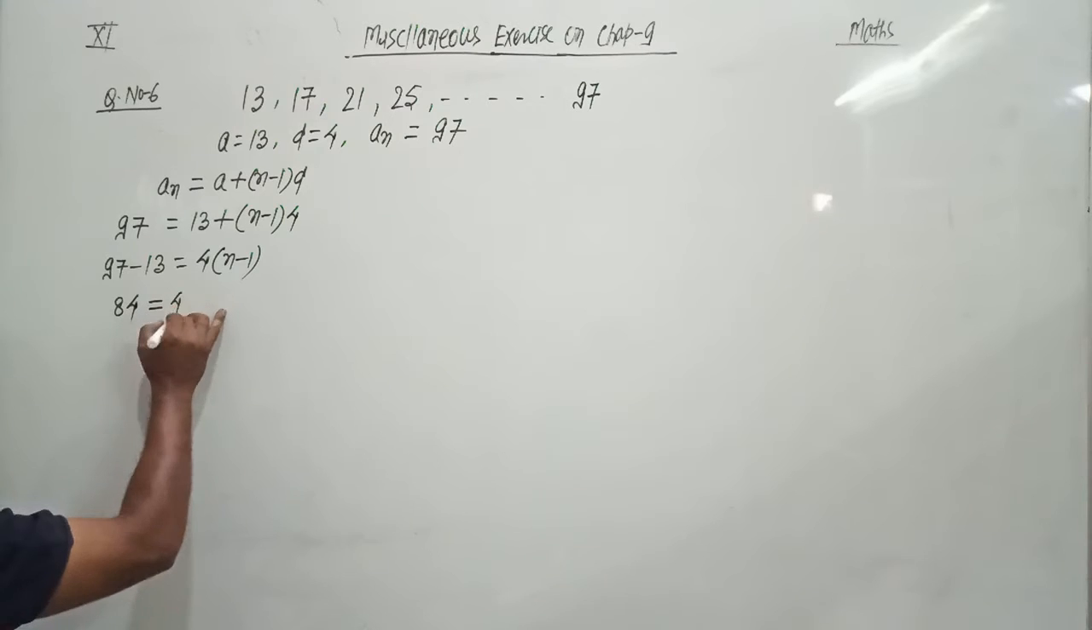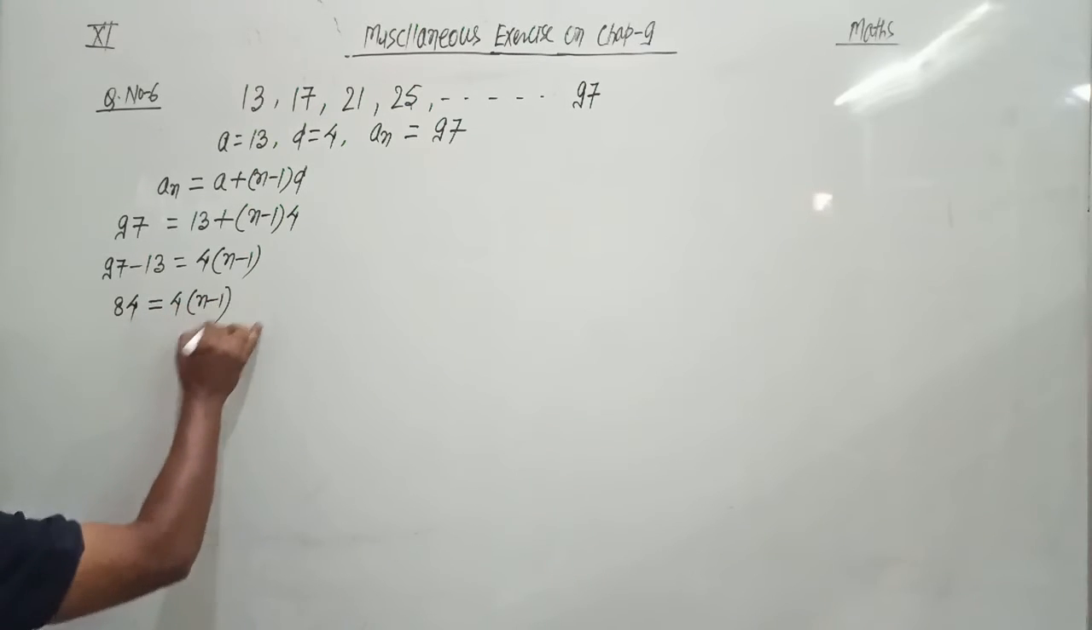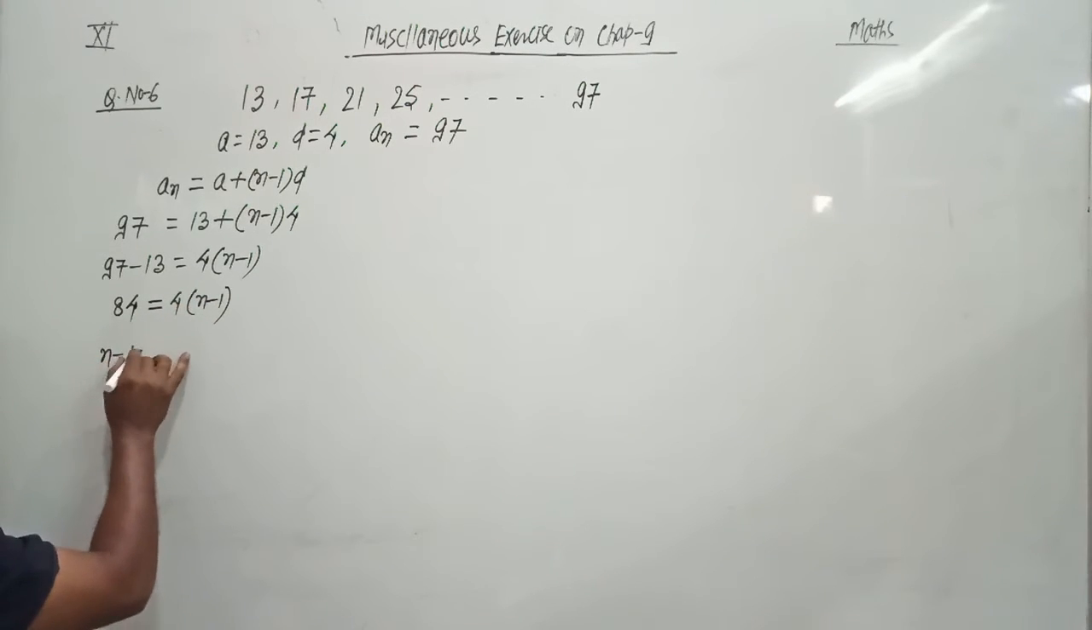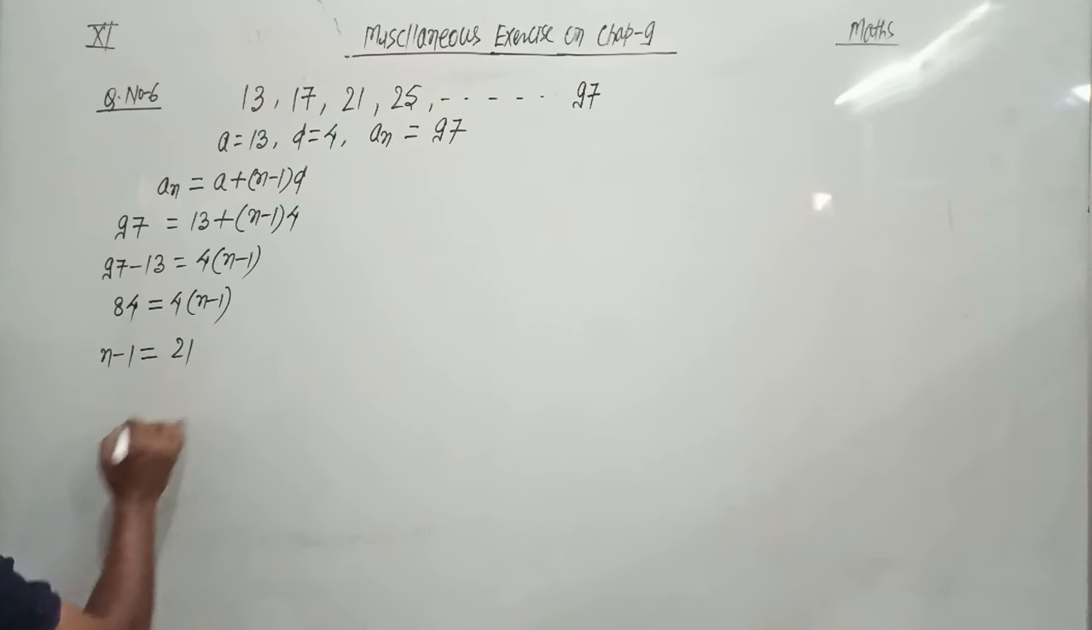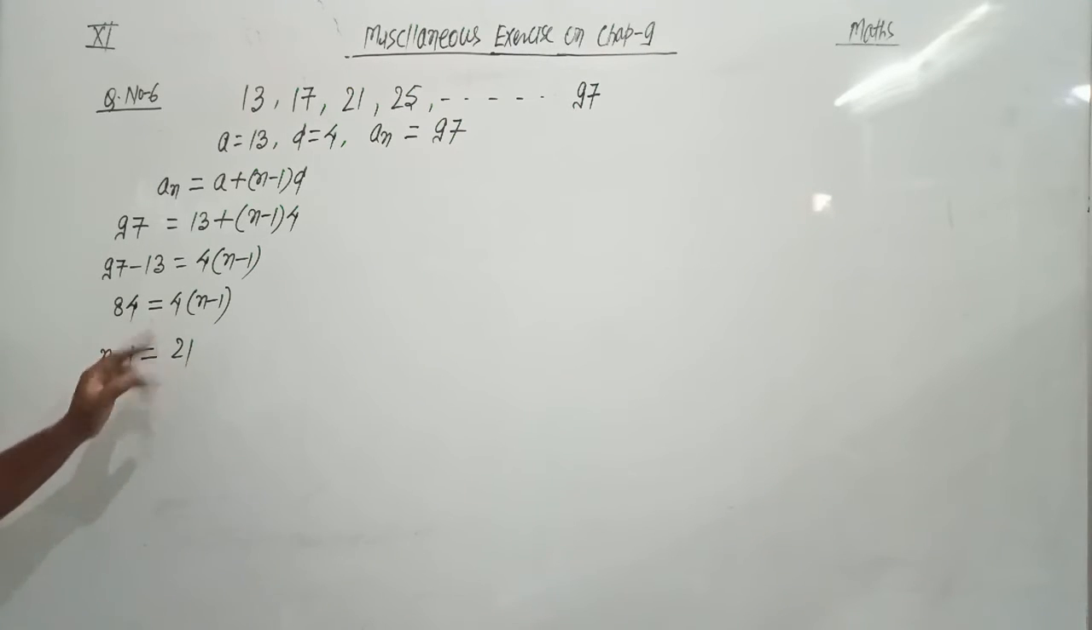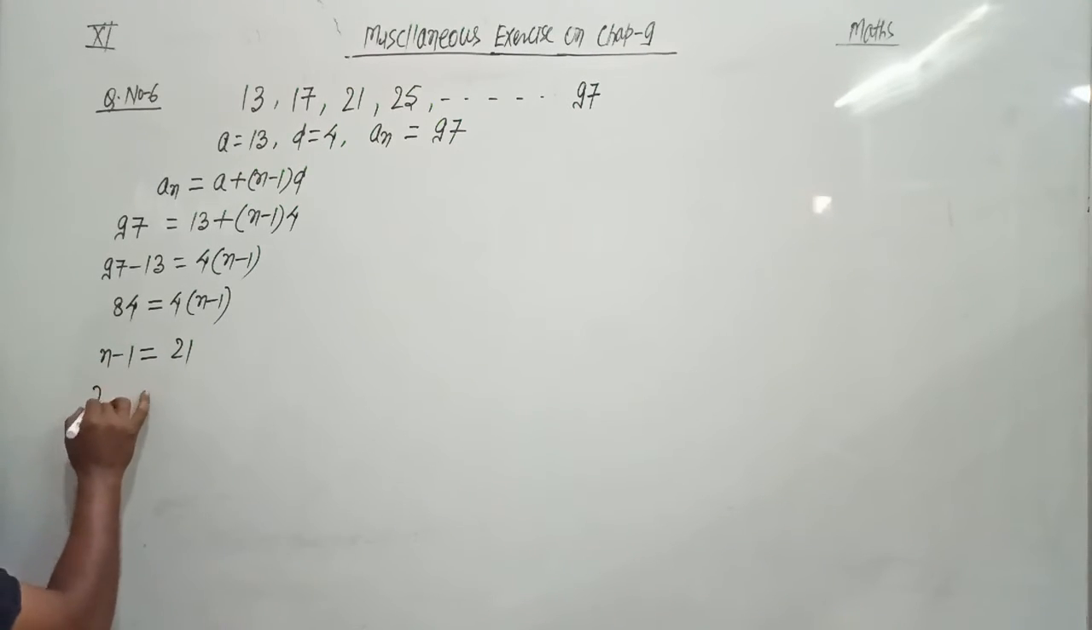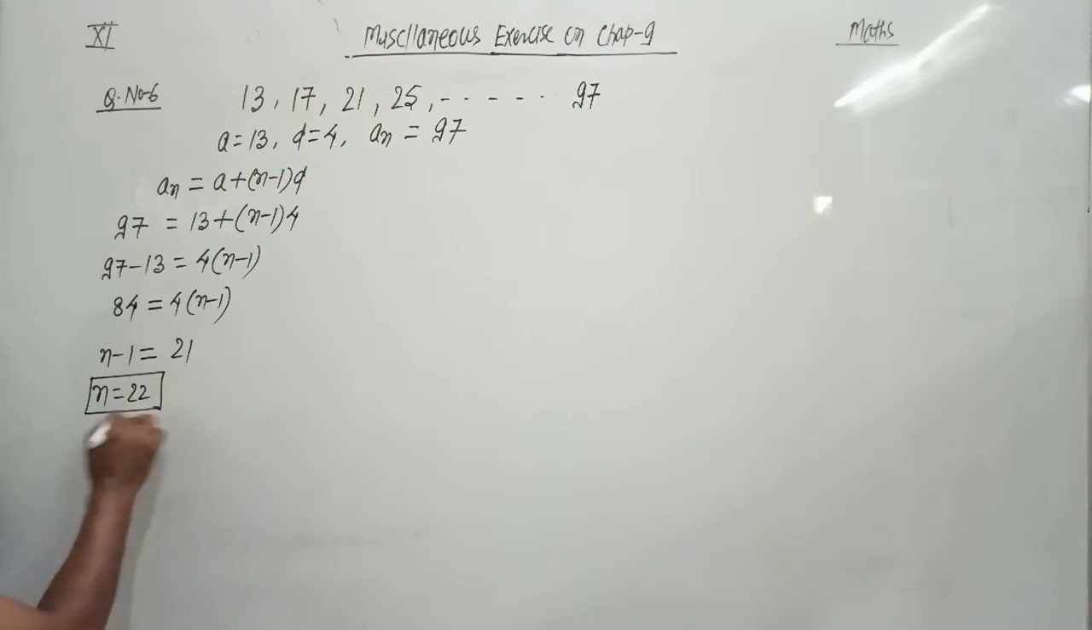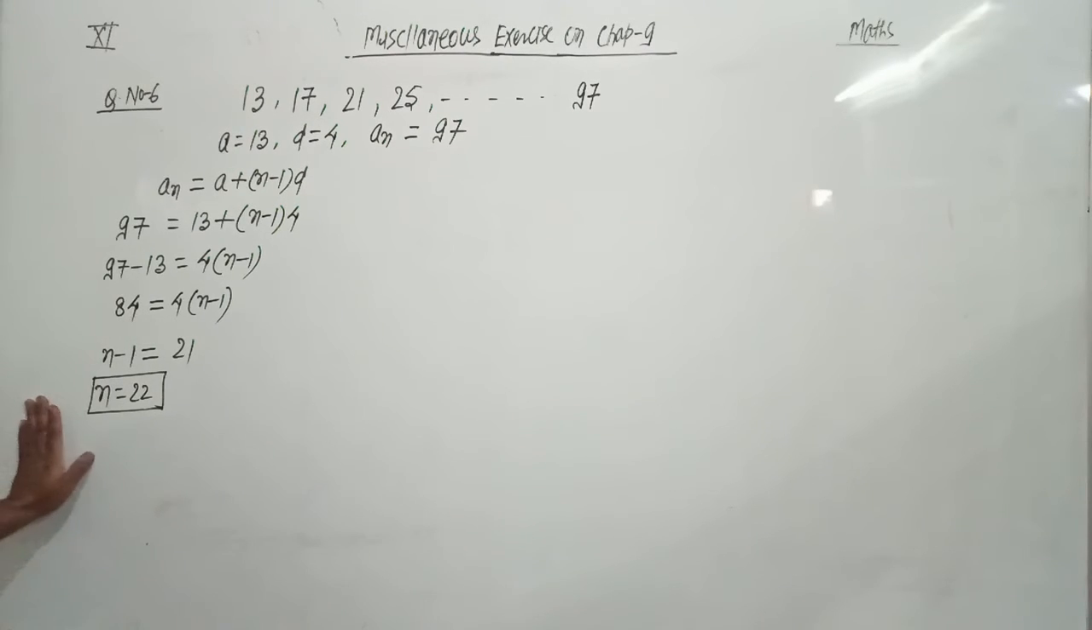84 equals 4 times N minus 1. And N minus 1 equals 21, since 21 fours are 84. And the value of N equals 22. So we get the value of N equals 22.